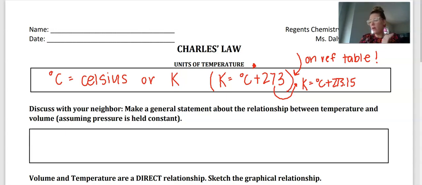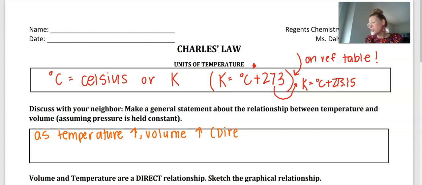Now, we already talked about Charles' Law, but it asks us to make a general statement about the relationship between temperature and volume, assuming pressure is held constant. So if we're comparing these two values, as temperature increases, the volume also increases. This is a direct relationship. Similarly, if temperature decreases, volume would also decrease. And you can really envision this if you're thinking about a balloon that can expand and contract.